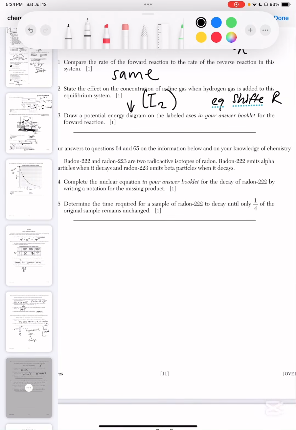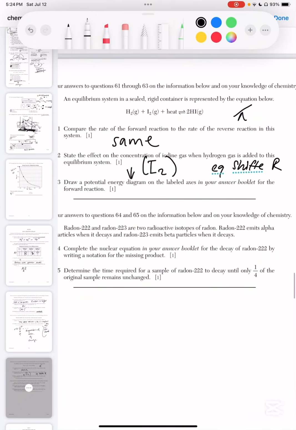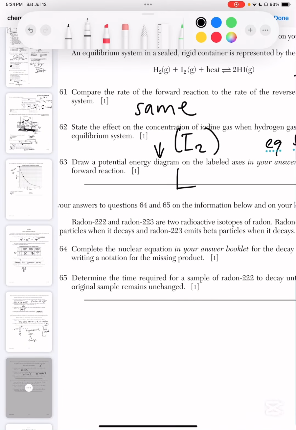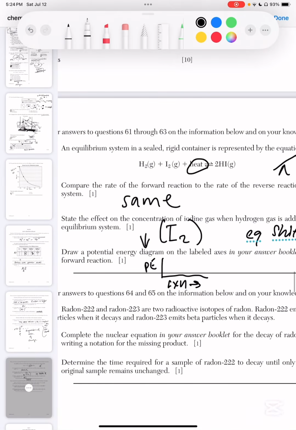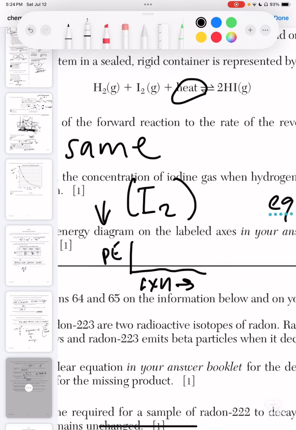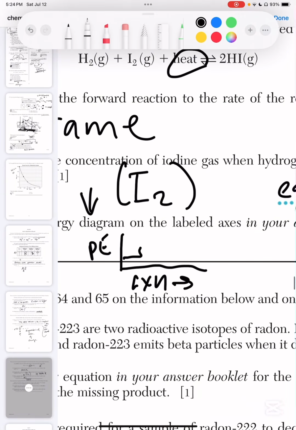Draw a potential energy diagram for the forward reaction. I don't have the answer booklet, so I'm assuming it's just like this. And the bottom says reaction or time, and the key here is heat is a reactant, so that means this is endothermic. What you can draw here will be like this, where the products are higher up than the reactants. Since it's endothermic, it's absorbing more energy as the reaction proceeds. So in the end, your energy for your products would be greater than your energy for your reactants.